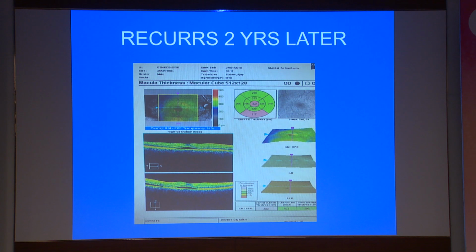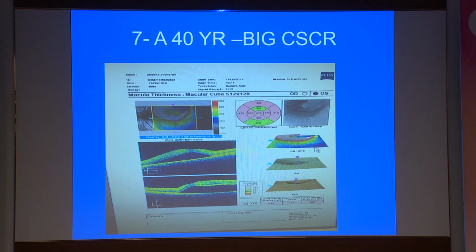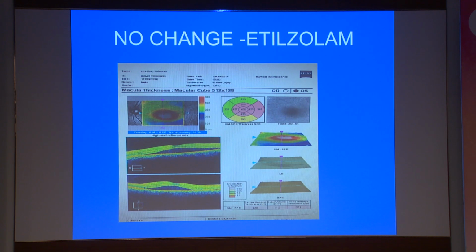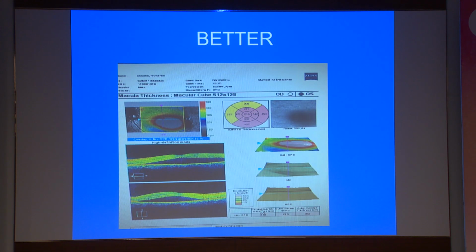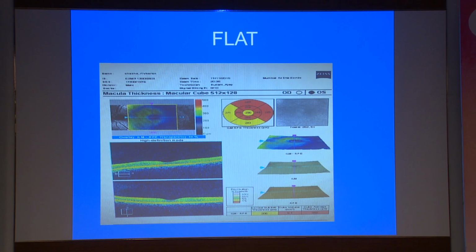But in these cases, it's not like a panacea treatment. It does tend to recur, and large and big CSRs maybe don't resolve very well with etizolam, and they require to be added with SSRIs, and then they definitely do better. And in the end, they all turn out to be flat, but you can see the foveal atrophy which develops in a chronic CSCR patient.